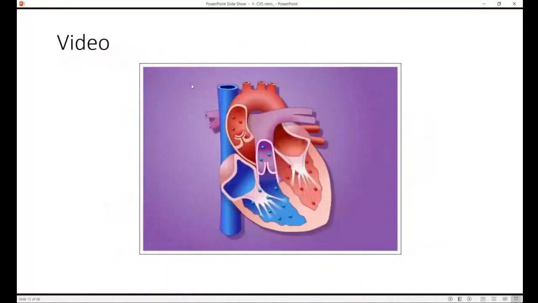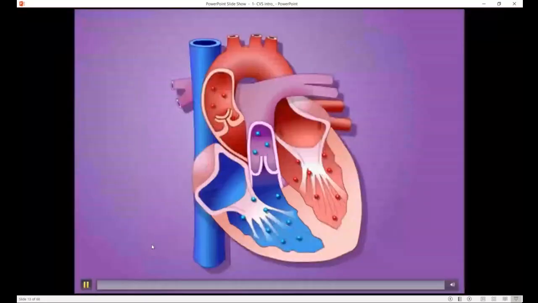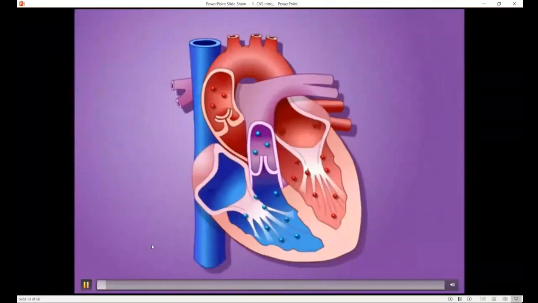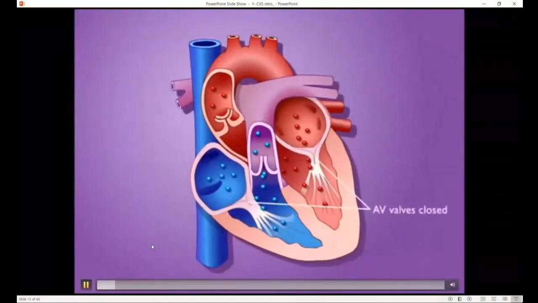So this is a short video which shows you the opening and closure of different valves and how the heart pumps blood. This is the aortic valve, this one is the pulmonary valve, this one is the tricuspid valve, and this one is the mitral valve. These two are the atria and these two are the ventricles. So let's look at this video, see if that makes sense.